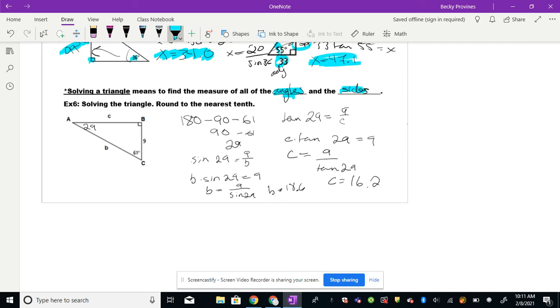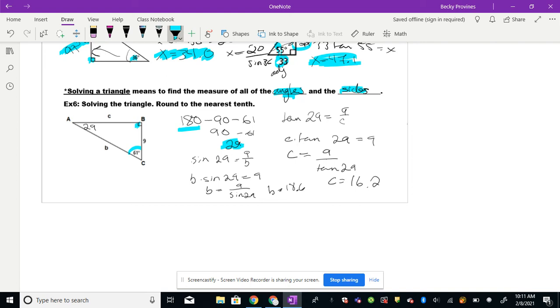So we've got our right angle right here, and we've got 61. We know that the total angles in a triangle equal 180. So we can do 180 minus 90 in angle B minus 61 in angle C. So that simplifies to 29. So we know angle A is going to be 29 degrees.